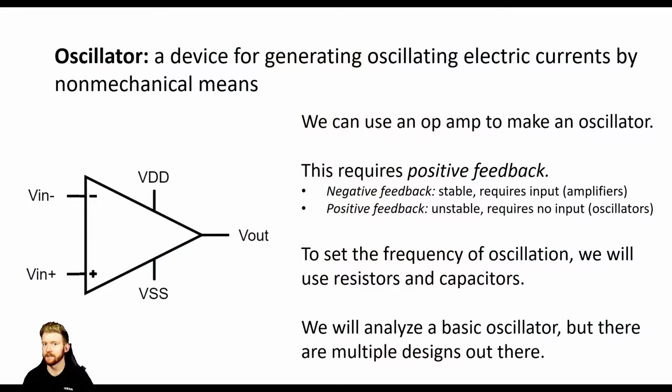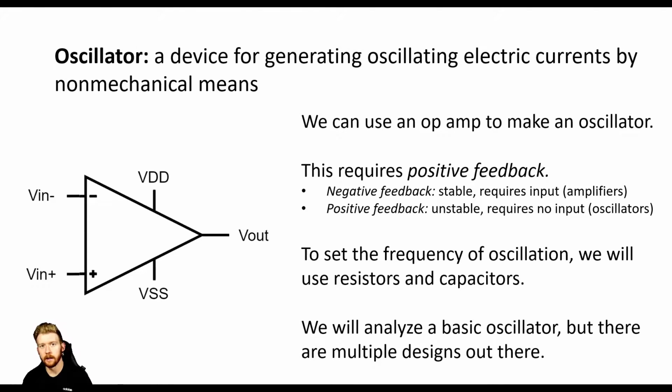So up at the top, I'd like to start with the definition of these things that we're talking about. An oscillator is a device for generating an oscillating electric current by non-mechanical means. So there are mechanical means of making an oscillation, but this is about electronics. We don't want to learn about mechanics, so we're going to talk about the ways we can do it electrically.